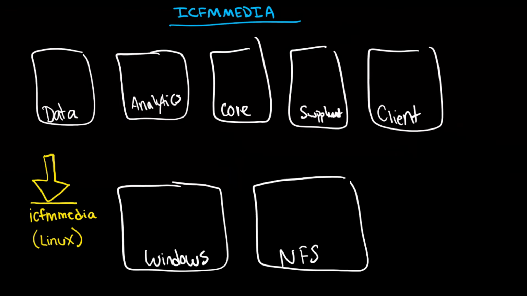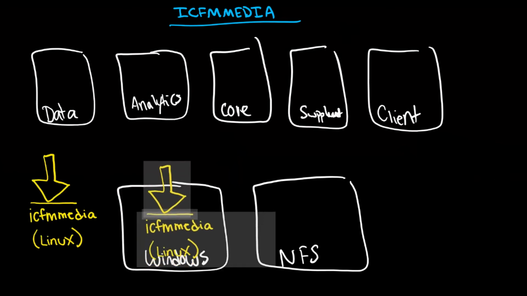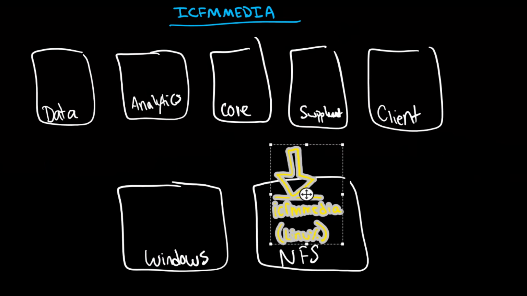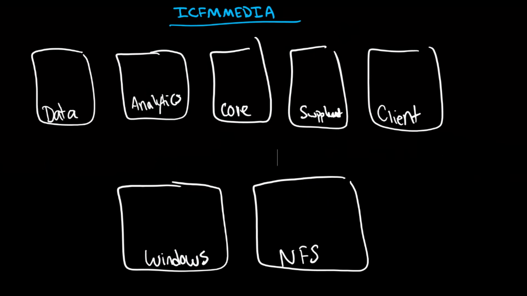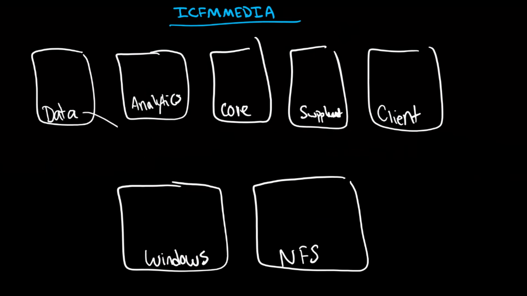So ICFM Media works like this. You have to download the installation files somewhere. I installed them here inside Windows, but you may have installed them in NFS in some Linux machine. The point though, however you do it, is that all of these machines need to have access to some shared location in the way we're about to do this. And that includes the client. So you can do that on Windows or you can do that in NFS. You get to choose.